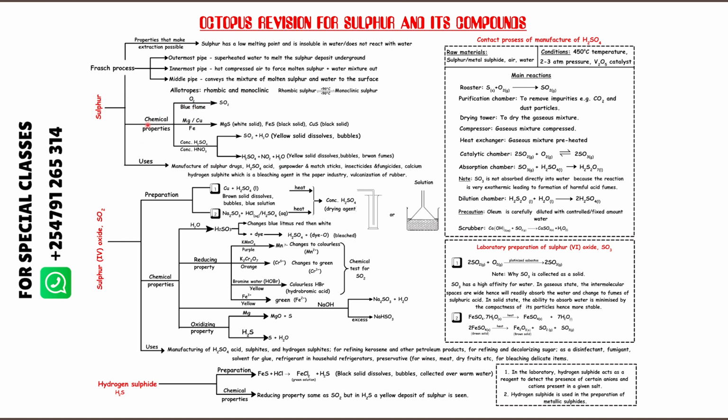Then we also need to know the meaning of an allotrope. Allotropes are different crystalline forms of an element in the same physical state. Different crystalline forms of the same element in the same physical state. Remember that allotropes have a particular shape.